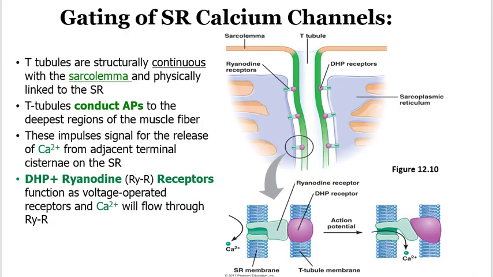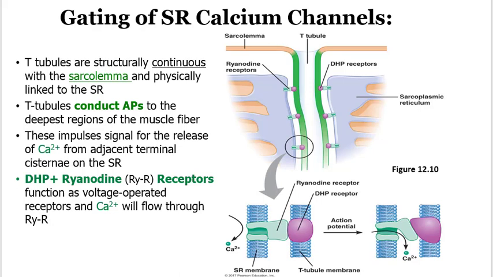Okay, so how do we go from the surface, or sarcolemma, down into the muscle fibers? That has to happen with the help of this special structure called the T-tubules. So they're structurally continuous with the sarcolemma and physically linked to the sarcoplasmic reticulum. Muscle fibers have extensive sarcoplasmic reticula in order to make calcium available for contractions.